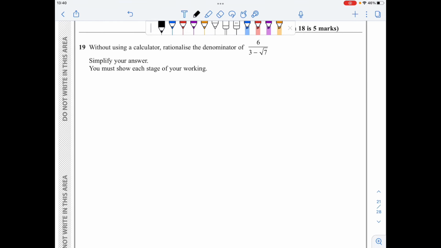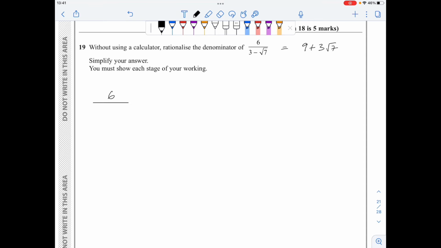For question 19, if you take this fraction and put it on the calculator and press the equal sign, it will give you 9 plus 3 root 7. That's the final answer, but the question says without using a calculator, so we need to show every step of the process. Now, remember that this procedure is called rationalizing the denominator.